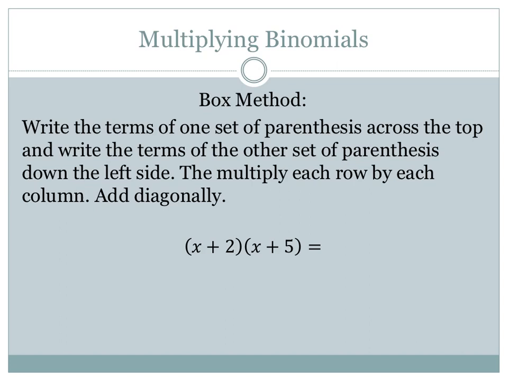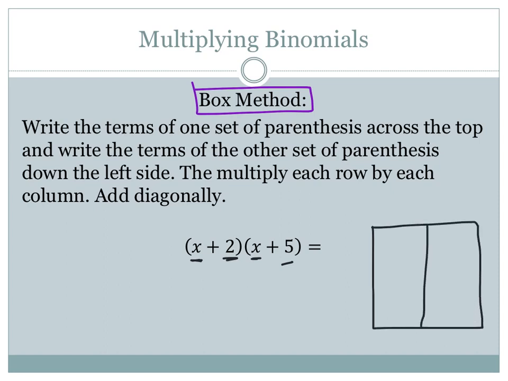Write the terms of one set of parentheses across the top and write the terms of the other set of parentheses down the left side. Multiply each row by each column, add diagonally. Okay, so the first thing we did was distributing, like double distribute, FOIL method. This one is the box method, and to be honest, sometimes I like this one a little bit more, simply because it looks more like a multiplication table. So each one of these parentheses has 2 terms in it. So I know I'm going to have a box that has a row of 2 and a column of 2.